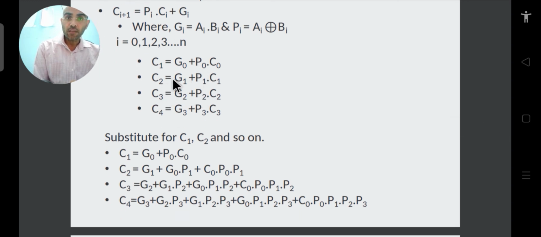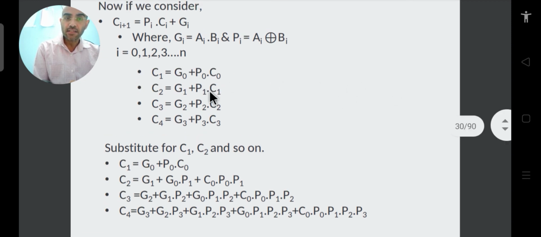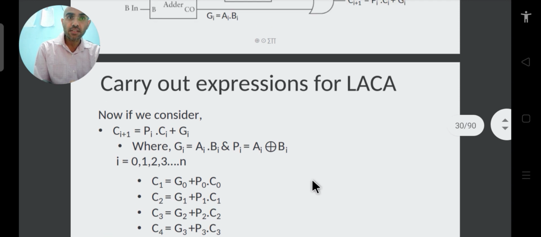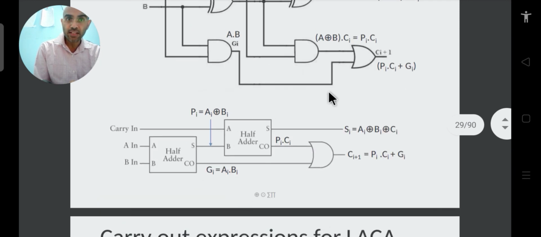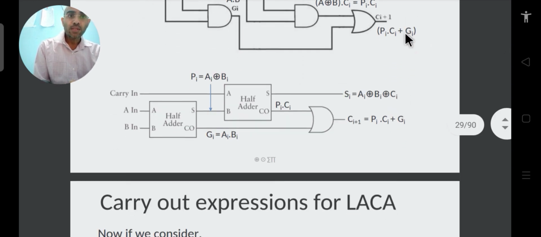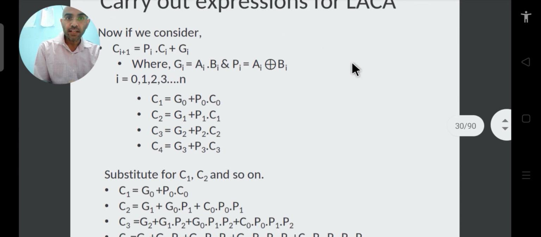Now if we substitute the values, in this expression what I am getting is G0 plus P0 C0. Now this P0 and C0: C0 is our input carry, because if I substitute i is equal to 0 in the previous case, it will become C0. And P0, as I have told you, is the output of the very first half adder when i is equal to 0. So this is our P0, this is our G0.